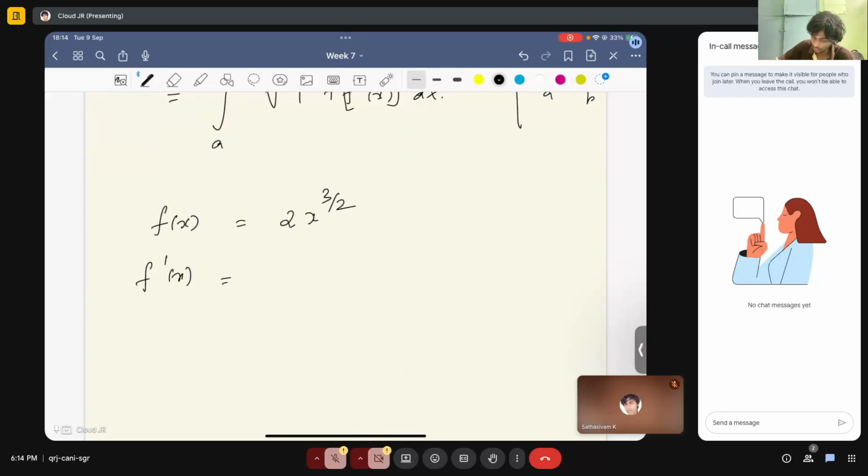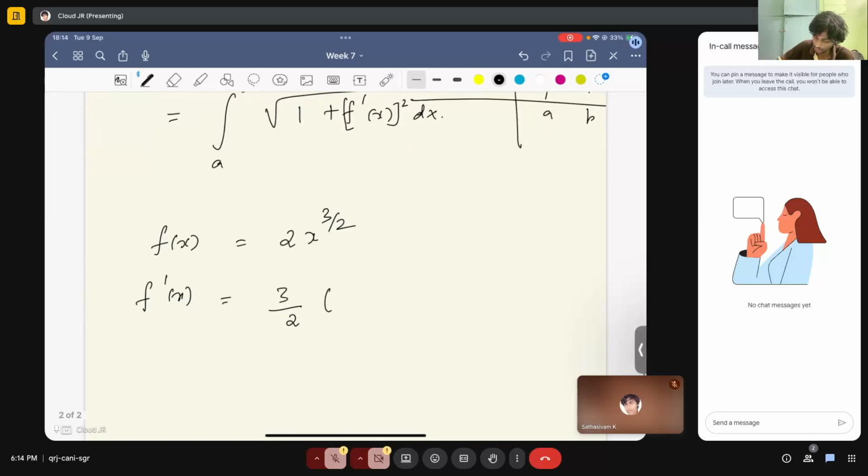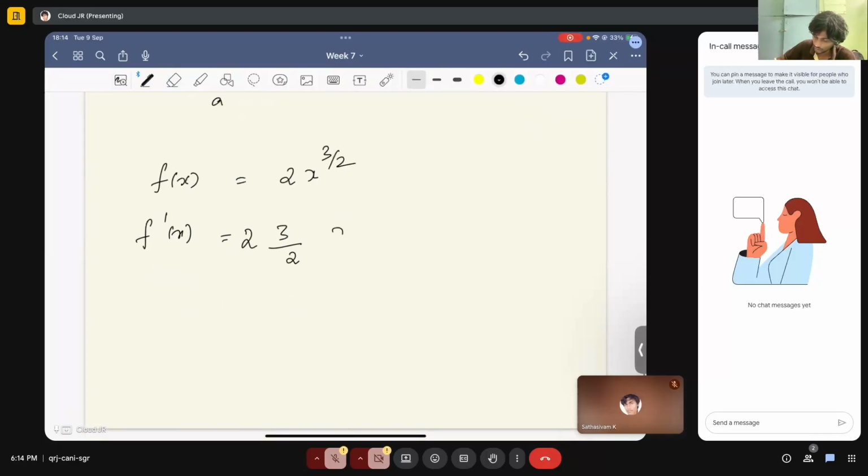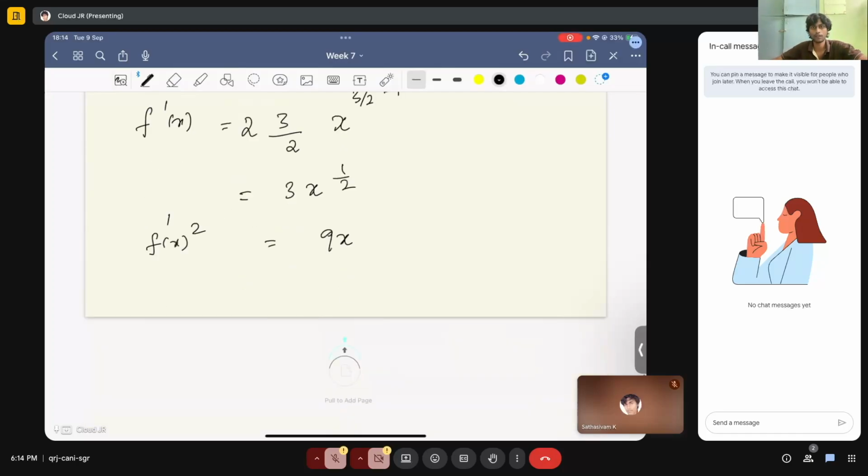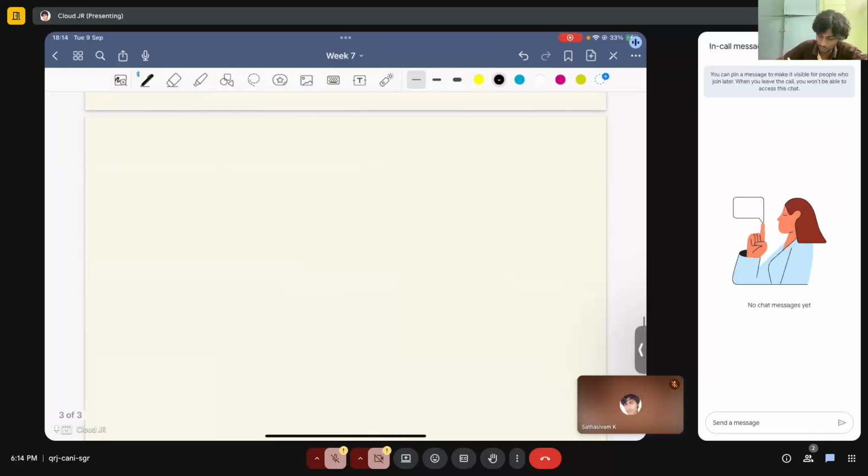So f prime of x is 3/2 times the 2 that is there before, and x to the power 3/2 minus 1, which is basically 3 times x to the power 1/2. Now we want to find f prime of x squared, which is nothing but, sorry, not 3x, 9x. Now the arc length is easy to compute.